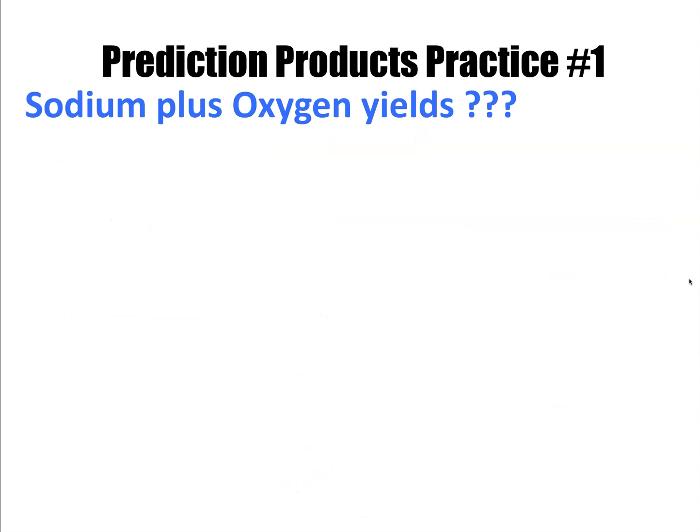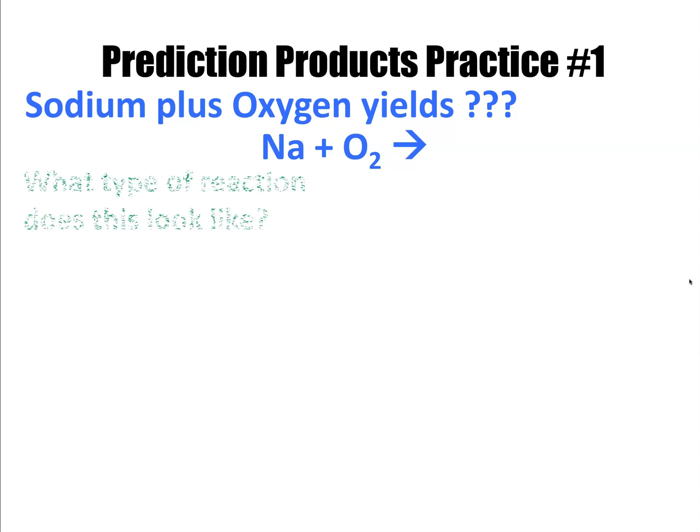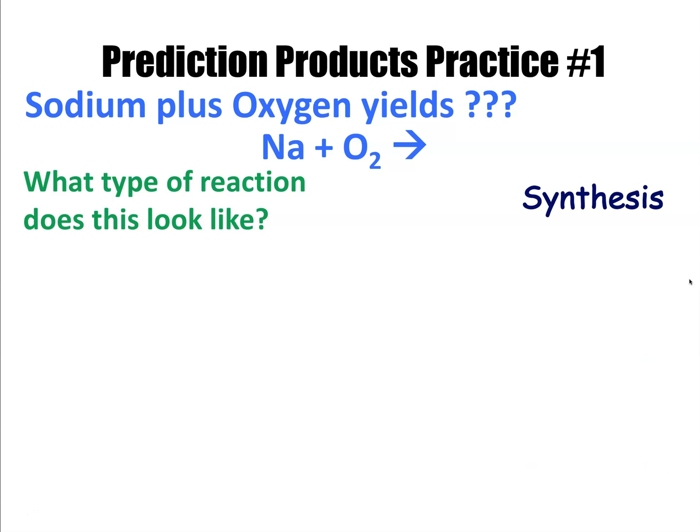Okay. All right. Going through some practice ones here. On predicting products, we have sodium plus oxygen yields something. So step 1 is write this in terms of formulas. Okay, notice oxygen has to be diatomic. If you forget that 2, it's going to screw everything up. So what type of reaction does this look like? Hopefully you came up with synthesis, A plus X, or A plus B.